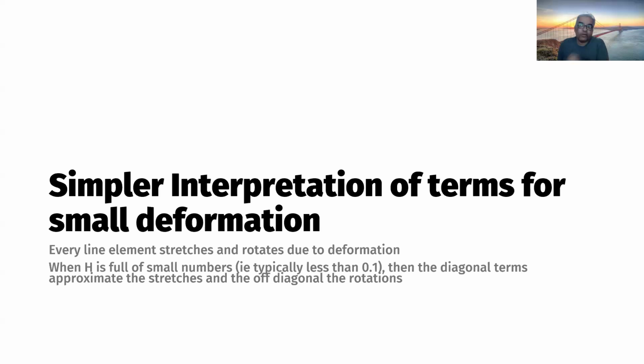So when H is full of small numbers, mostly less than 0.1, actually, usually for metals, it will be much, much smaller. It will be less than 0.01 or 0.001. Many times the displacement gradient will be very small. Then the diagonal terms can be used to approximate the stretch or the strain, and the off diagonal terms will tell you something about the rotations. This is very, very simple. So off we go. So let us take a look.